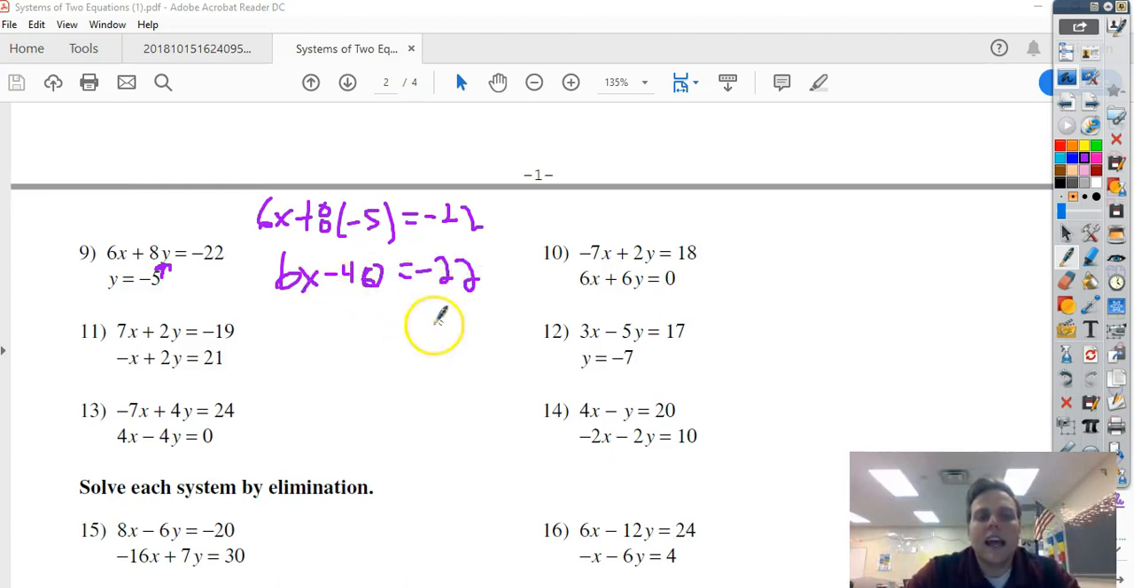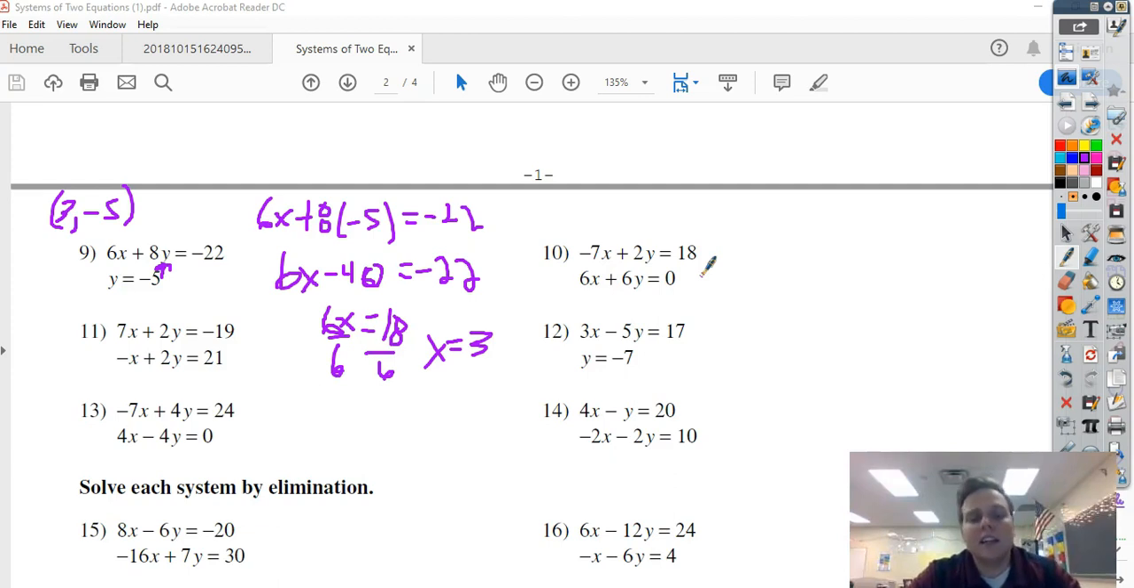To solve for x, I add 40 to both sides. Well, when you add 40, negative 22 plus 40 is 18. So 6x is equal to 18. Divide both sides by 6, and you get x equals 3. And they started off this problem telling you what y was. They told you that y was negative 5. So you get the point 3 comma negative 5. Bam! All right, let's go to number 10.